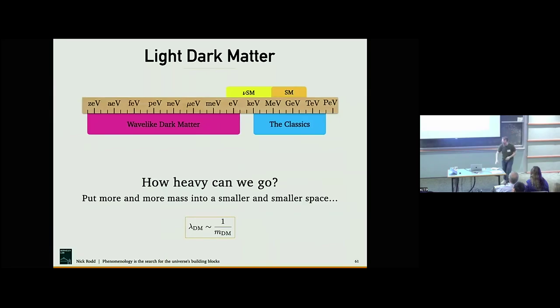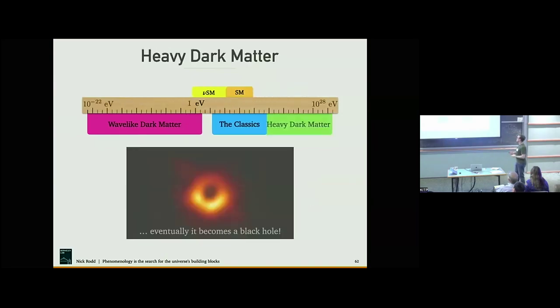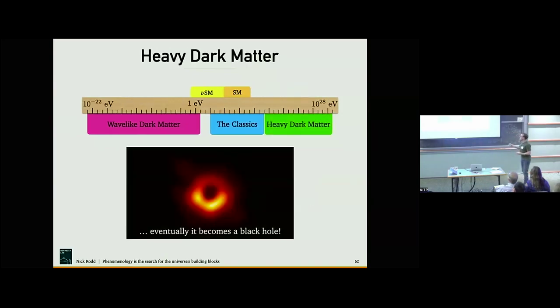So maybe you can guess, this game cannot go on forever. If you try and put more and more mass into a smaller and smaller space, we've learned that eventually you create a black hole. And so there's a limit that if the dark matter particle was heavier than 10 to the 28 electron volts, it wouldn't be a particle, it would be a black hole. There would be no distinction between the two. So there's literally a hard limit on how heavy a dark matter particle could be.